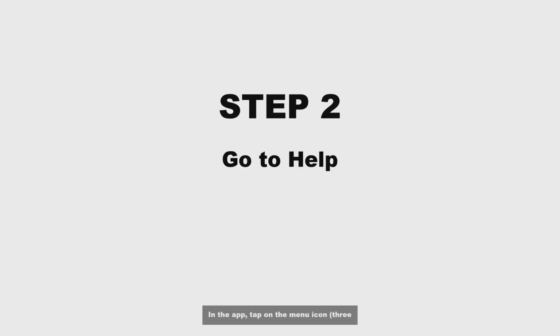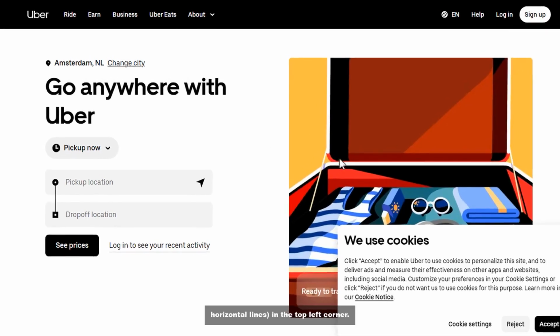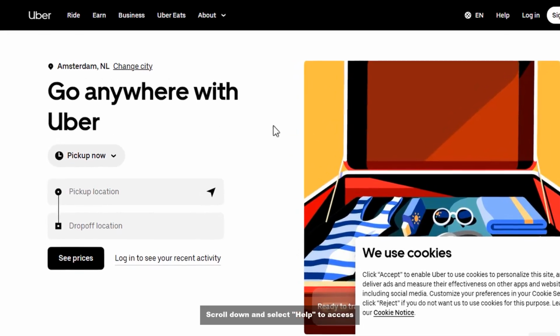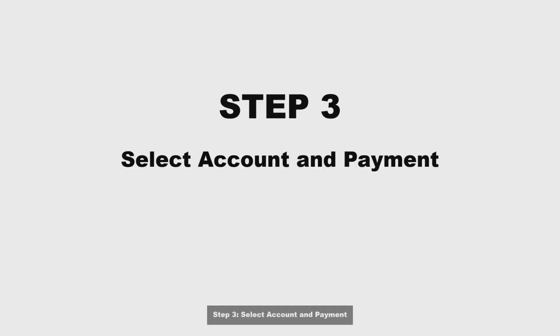Step 2. Go to Help. In the app, tap on the menu icon, 3 horizontal lines in the top left corner. Scroll down and select Help to access support options.